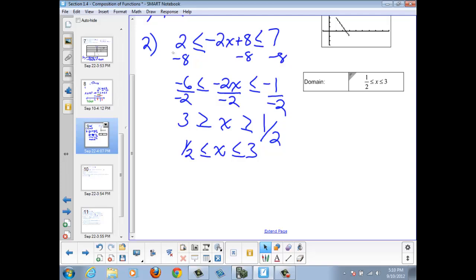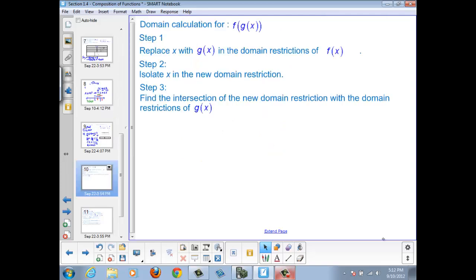So let's recap what we need to do to find the new domain restrictions for a composite function. We start by replacing the x in the domain restrictions of the outside function, f of x, with the actual equation from g of x. Once we've done that, we isolate the x in that new expression by being democratic.